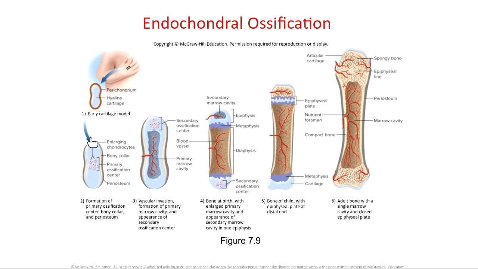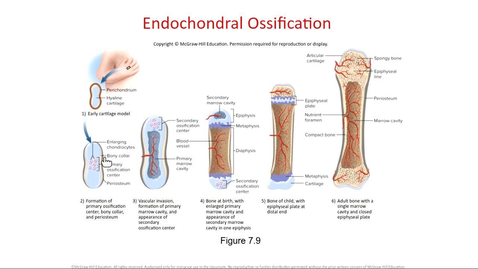Now in the second stage, what's going to start to happen is the development of what's called a primary ossification center. The primary ossification center is going to be located right in the middle of this hyaline cartilage model. The primary ossification center will eventually be the diaphysis of the bone, or the long middle of the bone. What else do we see happening here?